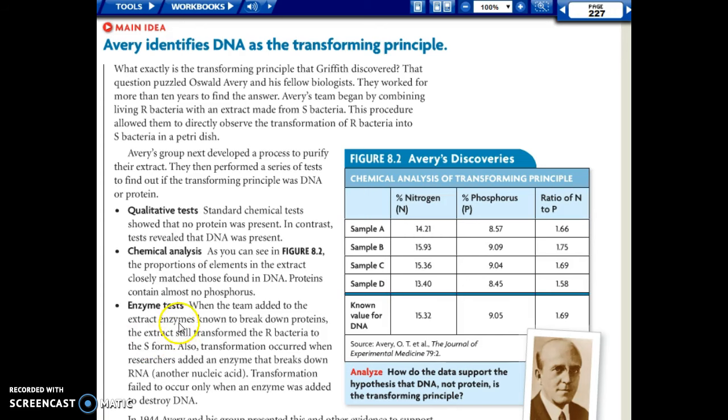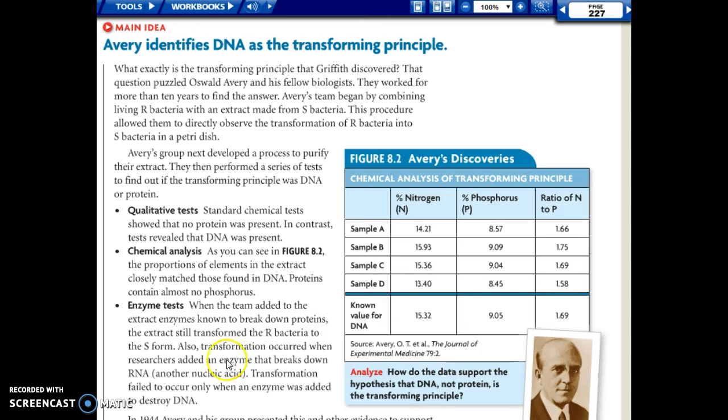So enzymes are things that break down stuff, and there are different types of enzymes. There are enzymes that will break down proteins and only proteins, and there are enzymes that will break down nucleic acids, DNA and RNA, and they'll break down only nucleic acids. So when researchers added enzymes that broke down proteins, then protein could not have been passed off from the S form to the R form, and the bacteria was still able to undergo transformation.